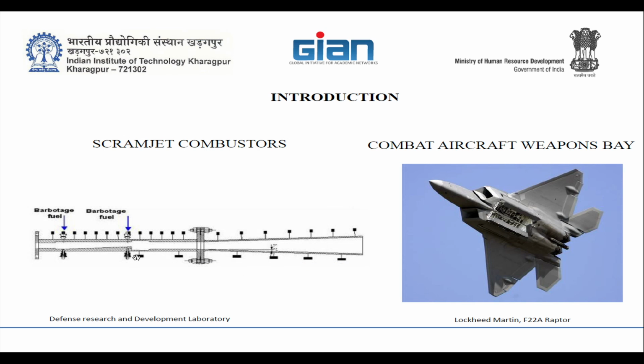So these are the applications of cavities, which sir has already shown. The first one is a scramjet combustor. Here we have a cavity which acts like a flame holder, which enhances mixing at supersonic speeds. And this is the weapons bay where the weapons are stored, which is mostly found in 5th generation aircraft.